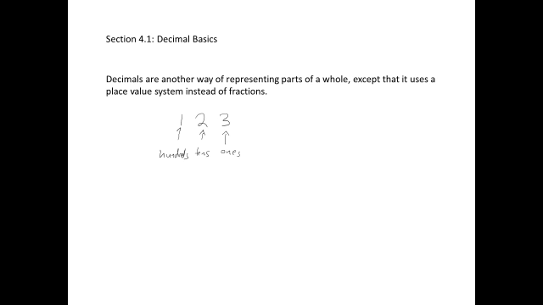For decimals, we want numbers that are smaller than 1. There's something called a decimal point, and then the digits to the right of that decimal point are the parts of the whole. This position right here is known as the tenths place. This is the hundredths place. And then this place would be the thousandths place.